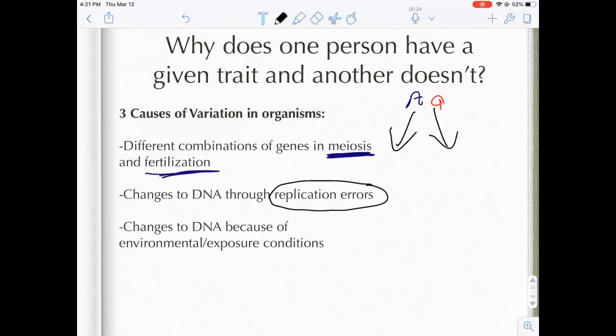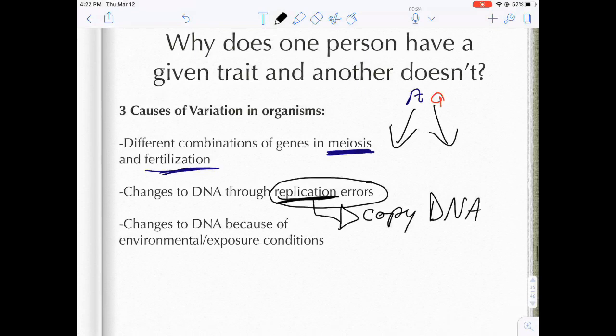All right, the next way that variation or differences in organisms occurs is through replication errors, which was what you guys just read about. They think that up to 60% of cases of cancer are actually due to replication errors. And replication, just a reminder of chapter 12, is when you are actually copying your DNA. So when that happens, there's typically a few errors that happen, and the more that DNA is copied, the more likely it is to have errors in it.